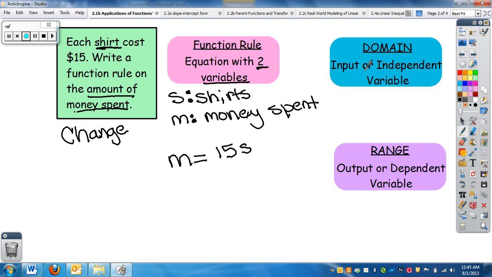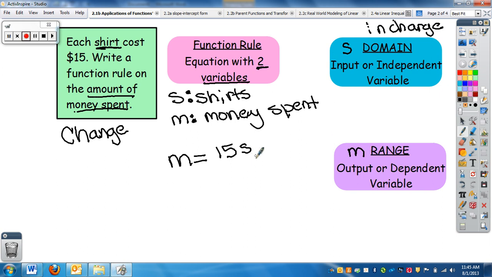So the domain is input or independent variable. Remember, this is the one in charge. So in the situation, we have two variables. We have the amount of shirts we buy and the money spent. Well, who really controls the situation? Well, that would be the amount of shirts you buy. The more shirts you buy, the more money you spend. So we need to look at what we can have for values for S. So S is for our domain, and then M is our Y.